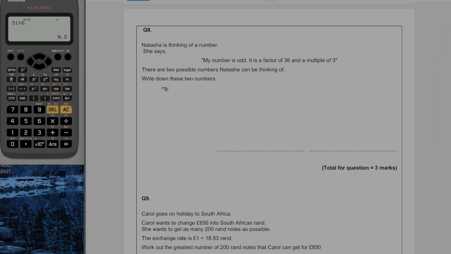So I'm going to look at 36. My factor pairs of 36 are 1 and 36, 2 and 18, 3 and 12, 4 and 9, 6 and 6. So which of these numbers are multiples of 3 and odd? We've got that as a possibility, that's not odd, and that. So we're looking at 3 and 9.